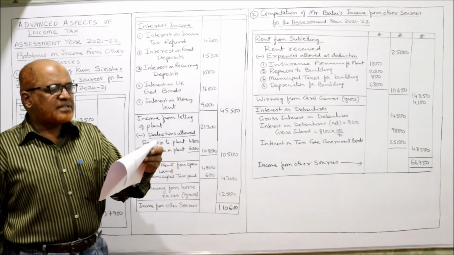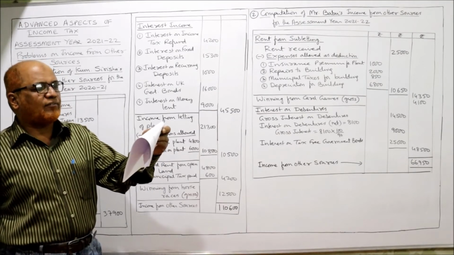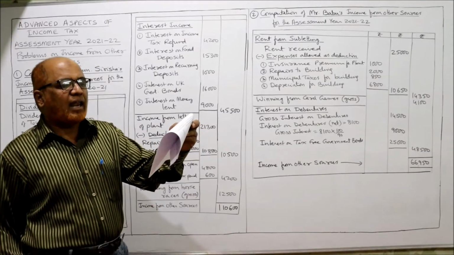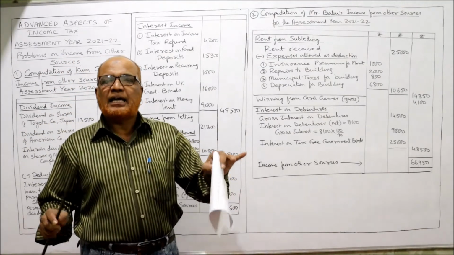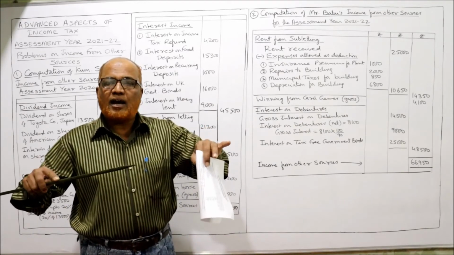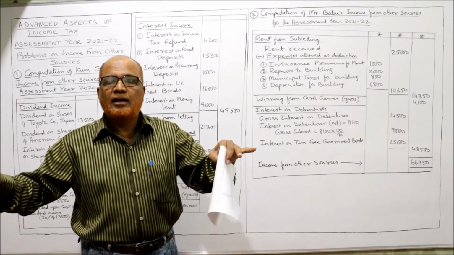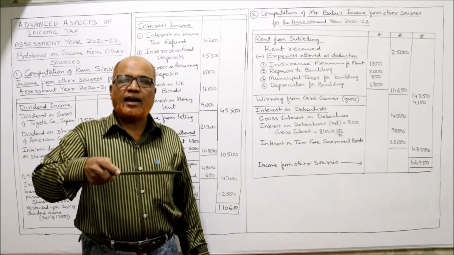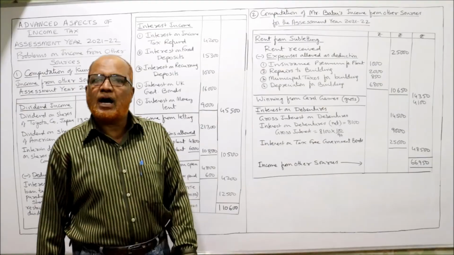Second problem. Mr. Babu, an ordinary resident in India during the relevant previous year for the current assessment year, submitted the following particulars. Compute income from other sources. Rent from letting of building along with plant and machinery. Composite rent. Actually, rent from building is taxable under income from house property. But sometimes rent of building and plant and machinery are attached and not separable. In that case, it is composite rent. Composite rent means rent of building and rent of plant and machinery, both combined. That is taxable under income from other sources.